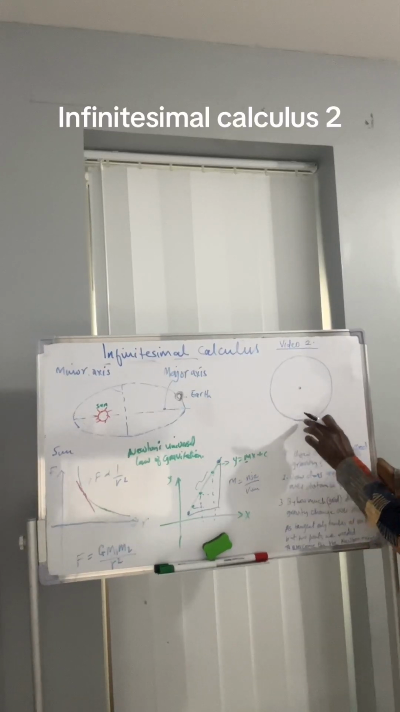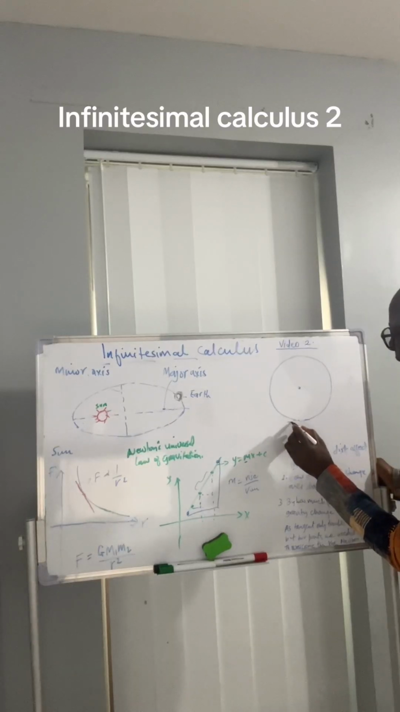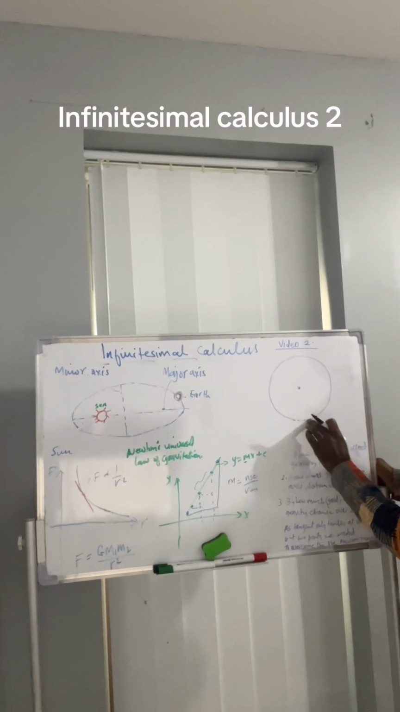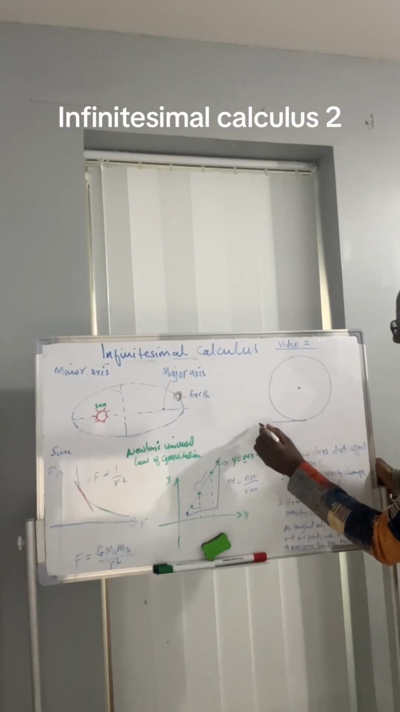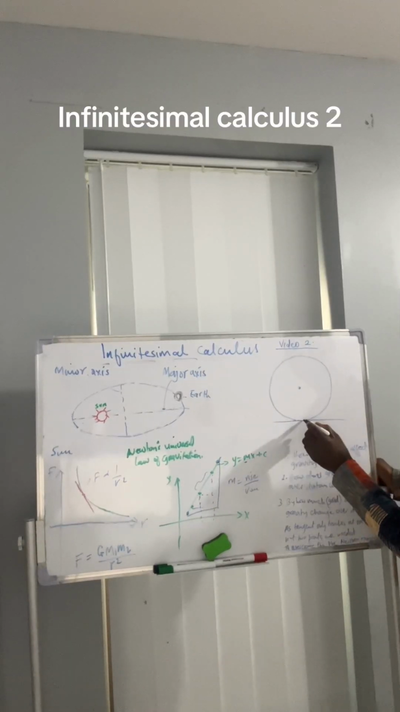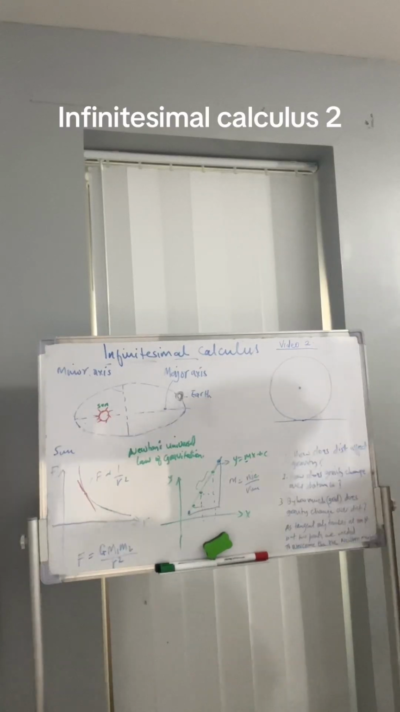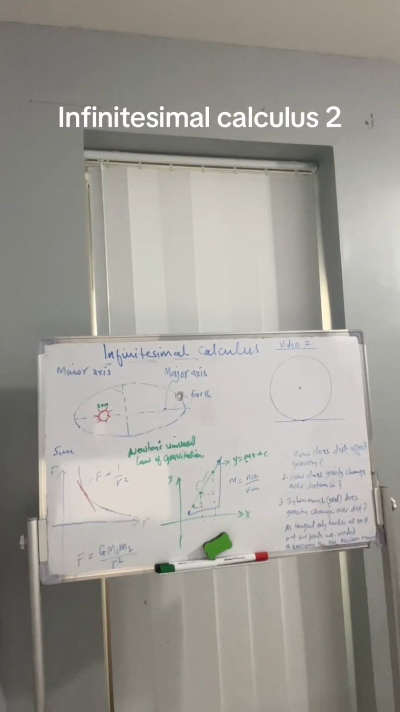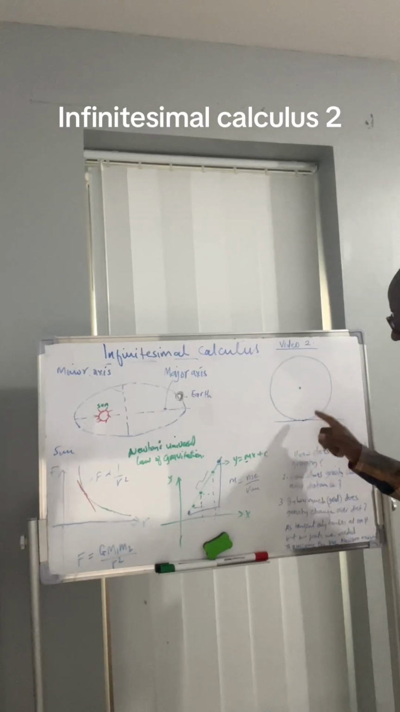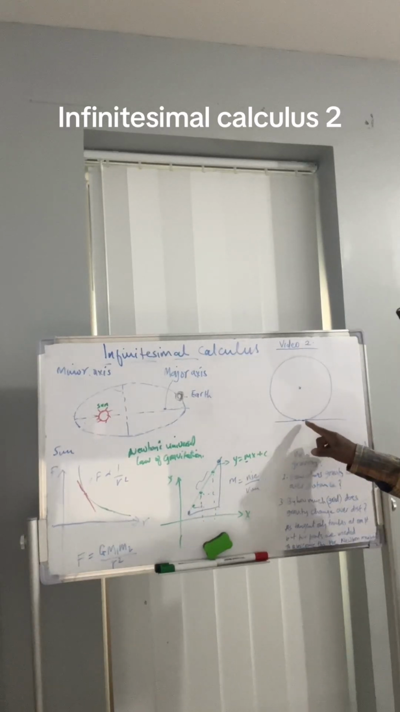Imagine now, this line just touches this circle here. He wants to find the gradient here.